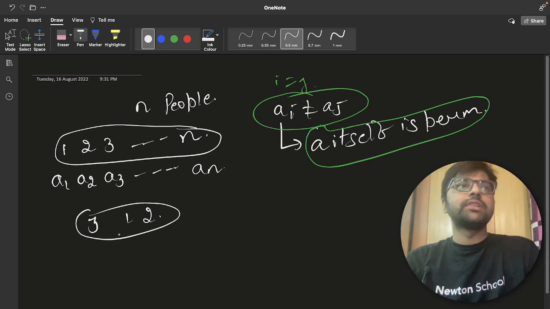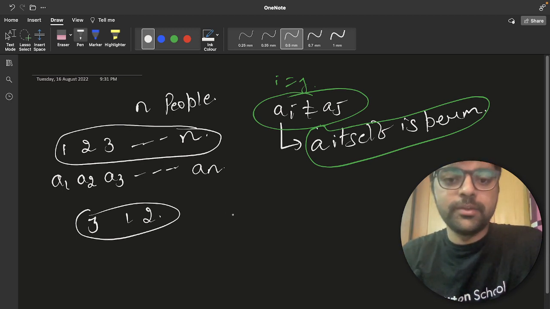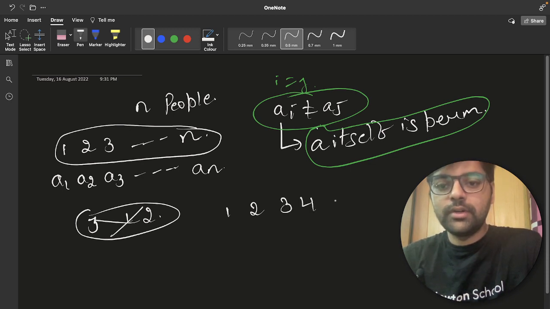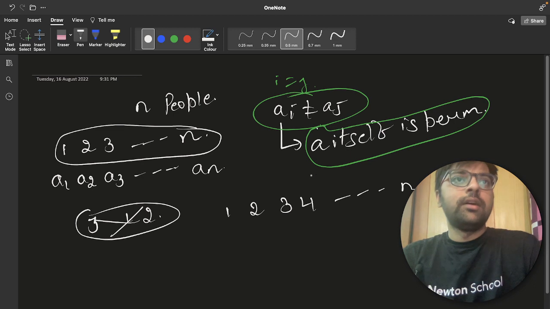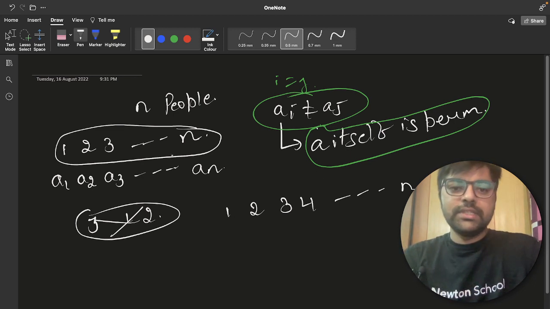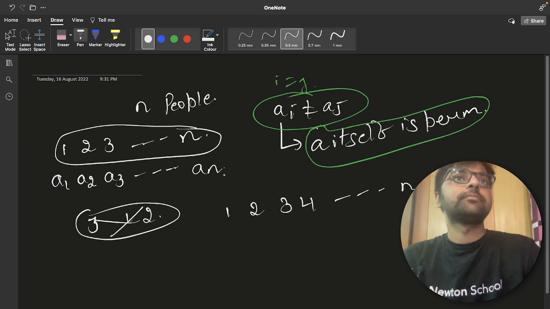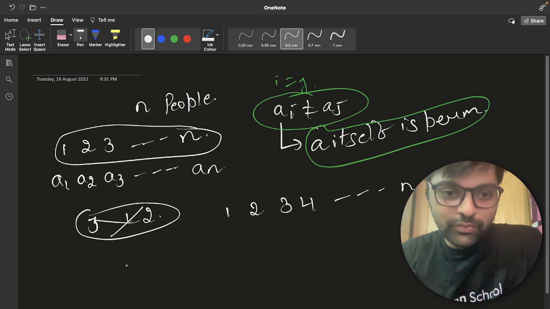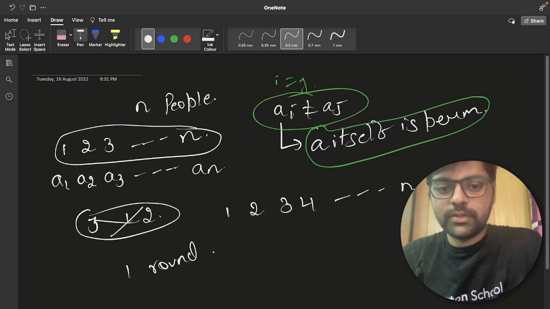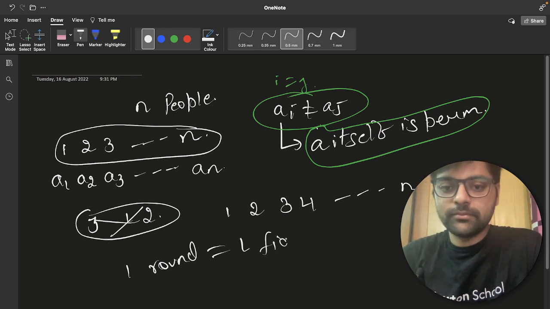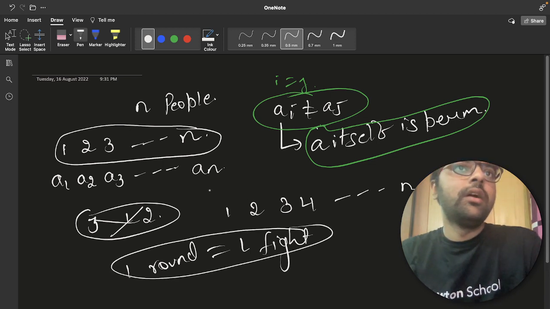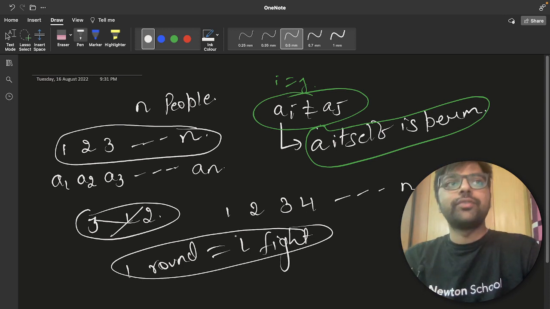The tournament goes like this. Initially all n athletes are lined up, like 1 2 3 up to n, in ascending order of their IDs. So these are IDs, not their strength. And then there are infinitely many fighting rounds, so there will be many rounds. In each round there is exactly one fight. So one round equals one fight. This is also a good observation.